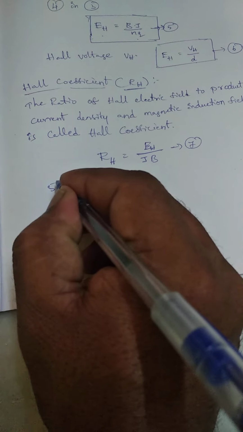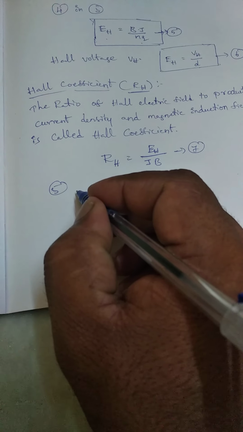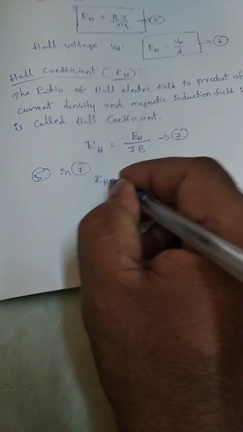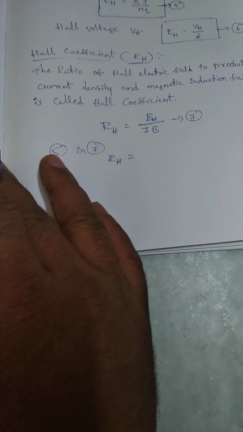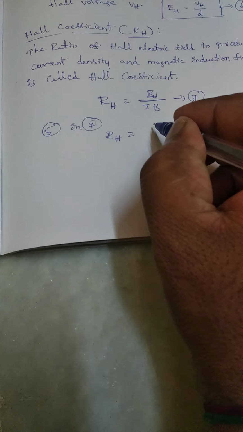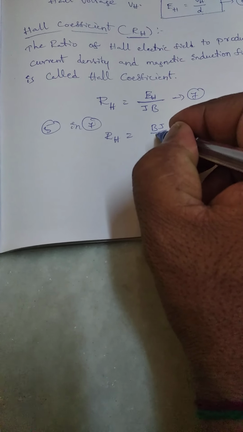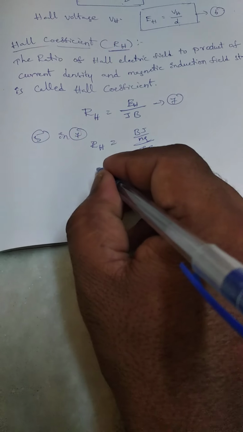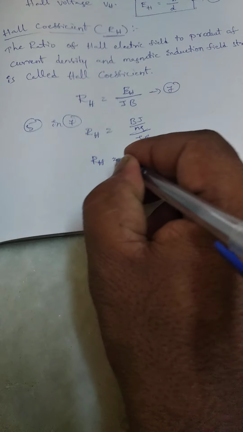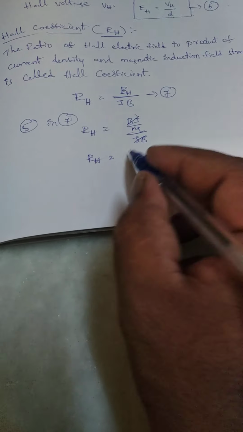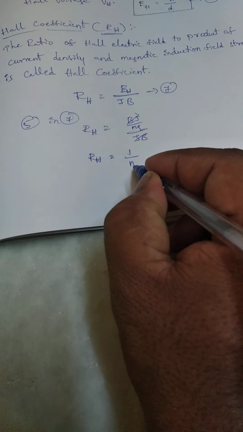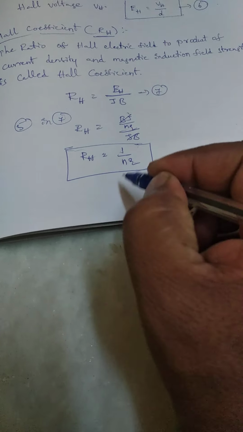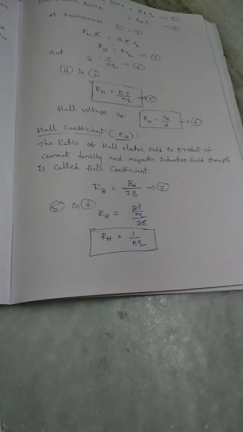Equation 5 is substituted in equation 7. RH is equal to BJ by NQ divided by JB. Cancelling, finally we get RH is equal to 1 by NQ. This is the value of the Hall coefficient.